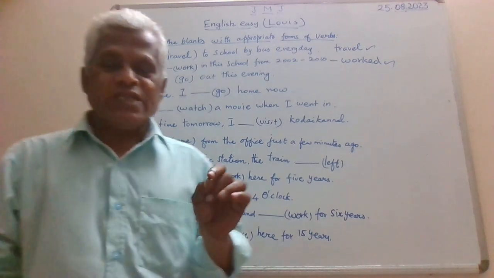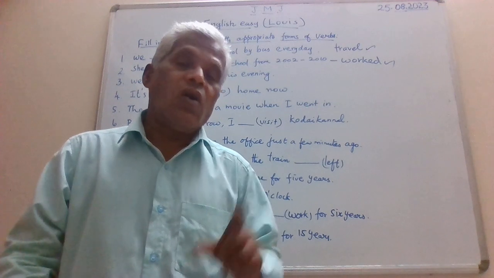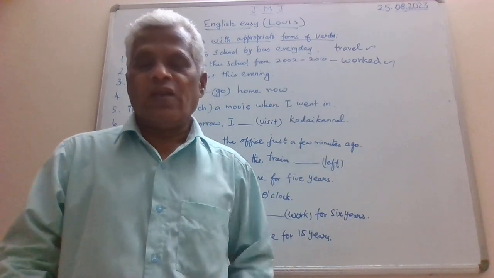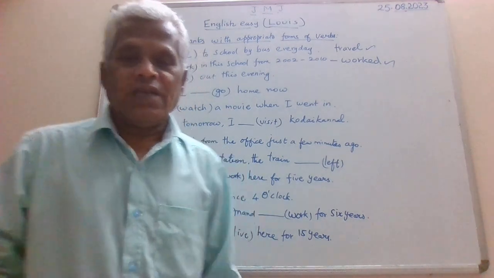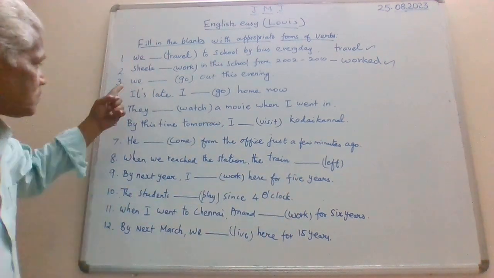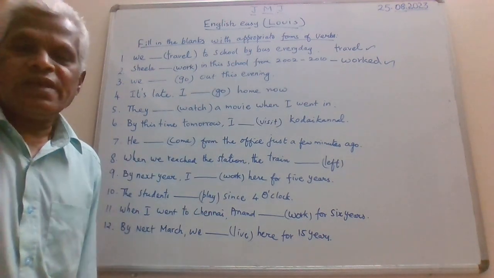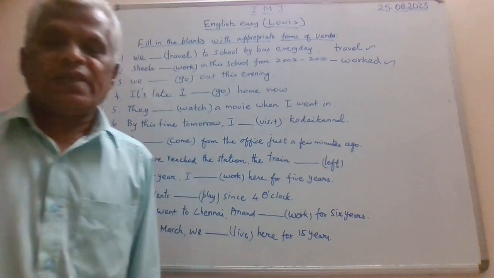So past tense is used to refer to an action, or to denote an action, or to describe an action that was completed or that ended, over, done. Clear? Good. So we go to the next sentence now. We dash go out this evening.